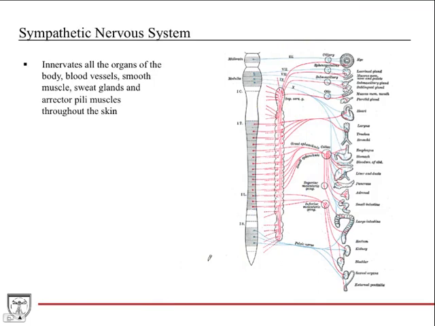Now, the sympathetic nervous system, what does it do? It innervates all the organs of the body. It innervates the blood vessels, smooth muscle, sweat glands, erector pili muscles, which help elevate the hair throughout the skin. The autonomic nervous system affects the lumen of the blood vessel. Now, the sympathetic nervous system does not always dilate. It does not always constrict. It depends what organ it's acting in.